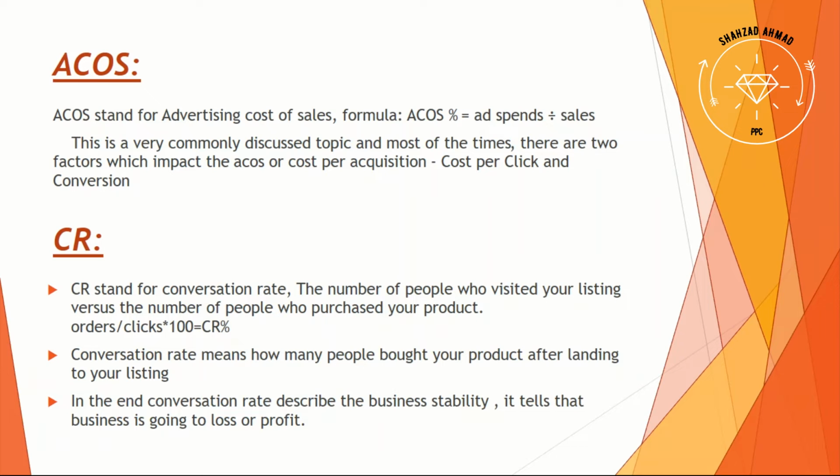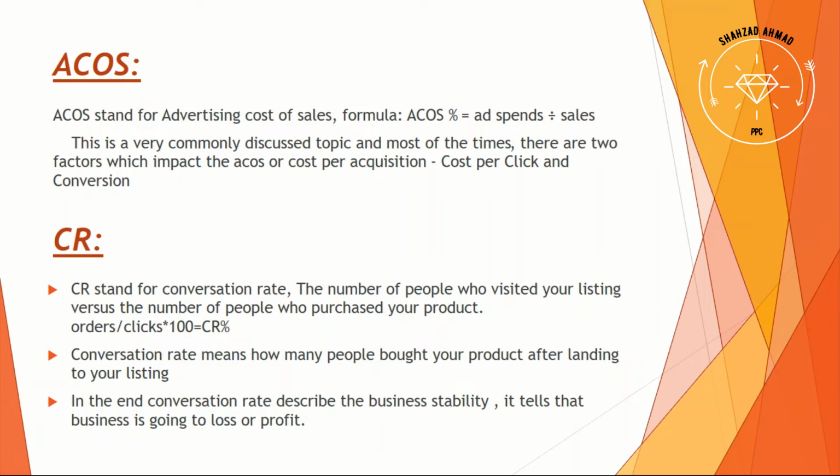ACOS stands simply for advertising cost of sales. The formula is written here, you see it. ACOS is the ratio between spend over sales. How much you spend on ads divided by the number of sales you generated. Multiply 100 if you convert it into percentage. This is actually the percentage. So this is a commonly discussed topic, and most of the time there are two factors which impact the ACOS: cost per click and conversion.